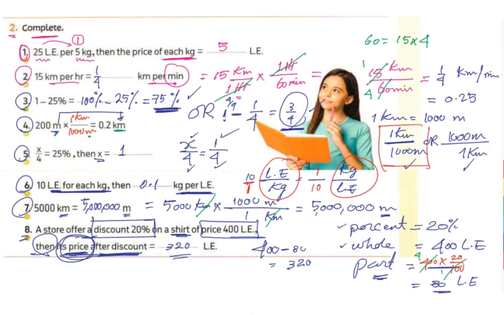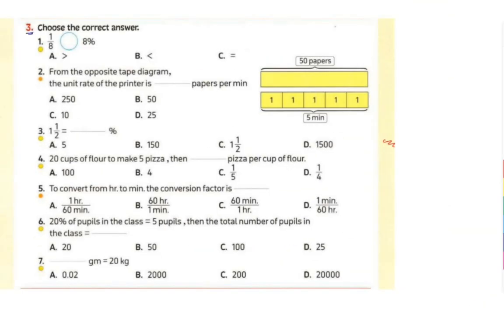Let's go to question number 3. Choose the correct answer. The first point 1: 1/8 compared with 8%. Now, can I compare a fraction or ratio and a percent? Of course not. I need two percents or two fractions or ratios. I cannot compare between a fraction and a percent. If I keep this 8% constant, I need to change 1/8 to a percent. I need it as a percent.